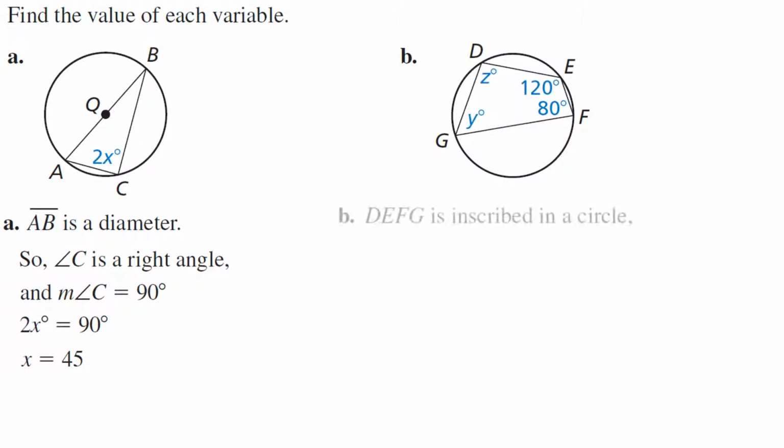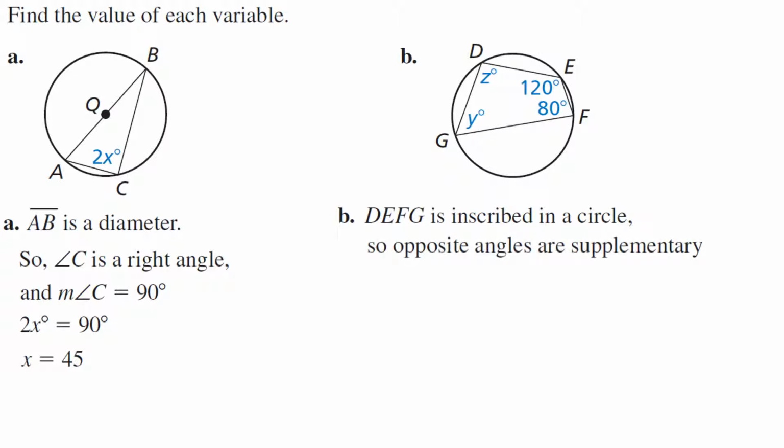Well, since I've got a quadrilateral, opposite angles have to be supplementary. So if angle D and angle F, if their measurements have to add up to 180, I know Z plus 80 has to be 180. Z is 100.